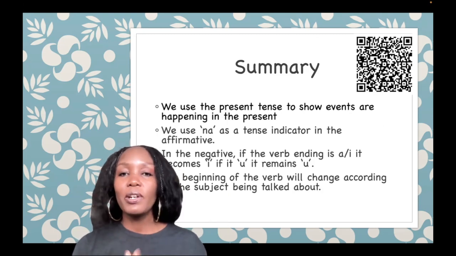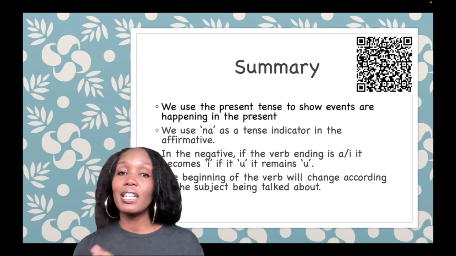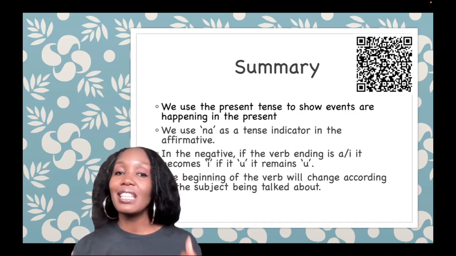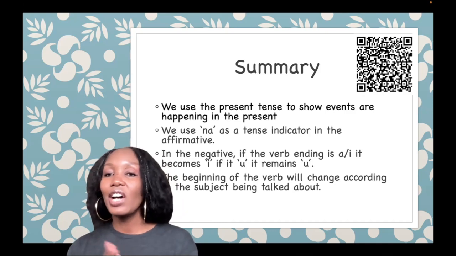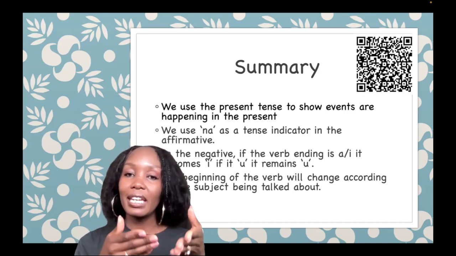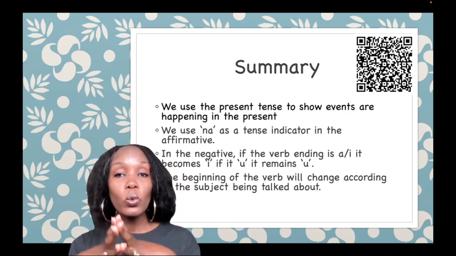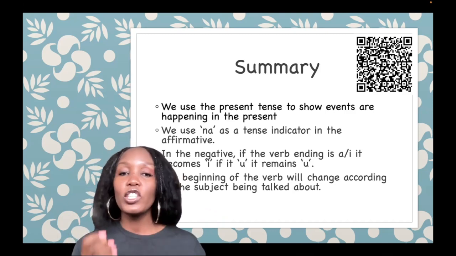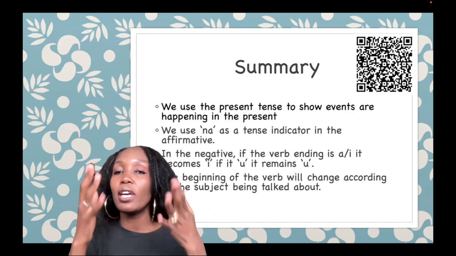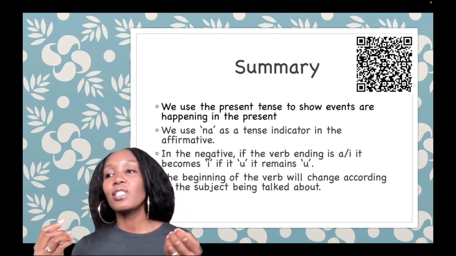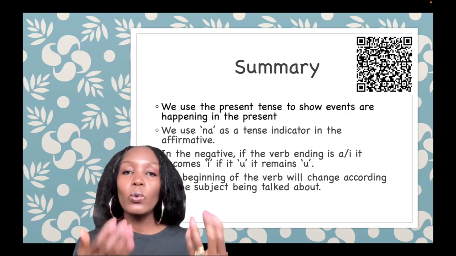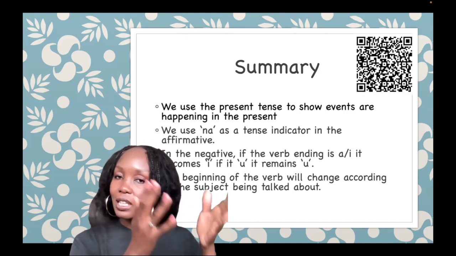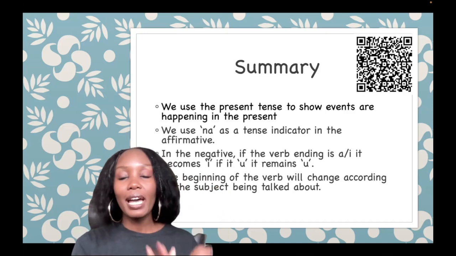So in summary, we use the present tense to show events that are happening in the present. We use na as a tense indicator in the affirmative. In the negative, if the verb ending is an a or an e, it's going to become an e, and if it ends with a u, it's going to stay a u. The beginning of the verb will change according to the subject being talked about. That's why we saw the different subject prefixes changing: ni, u, a, tu, m, and wa. All those are subject prefixes in the singular form and in the plural form.